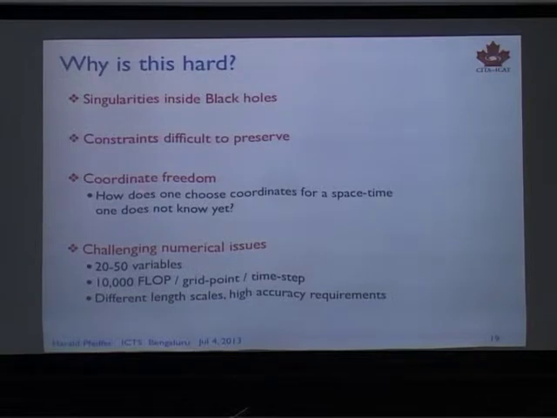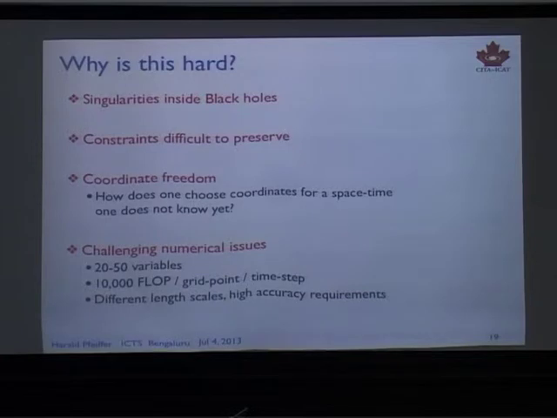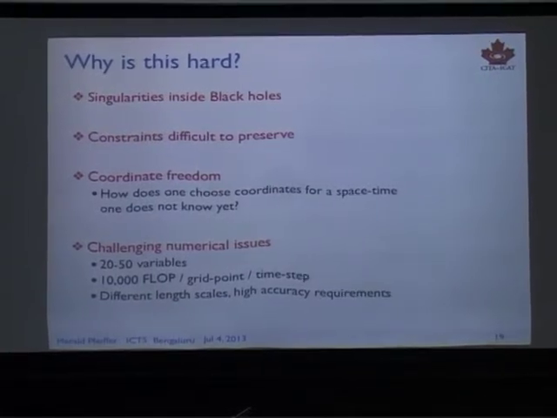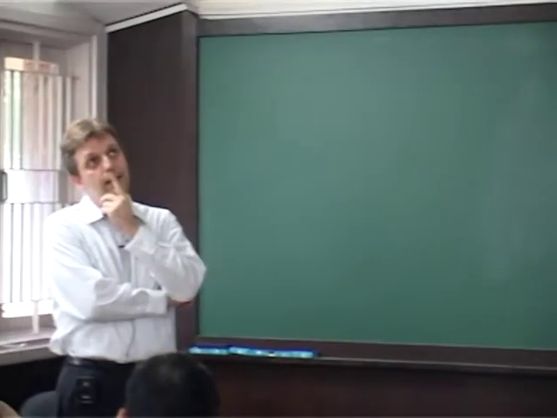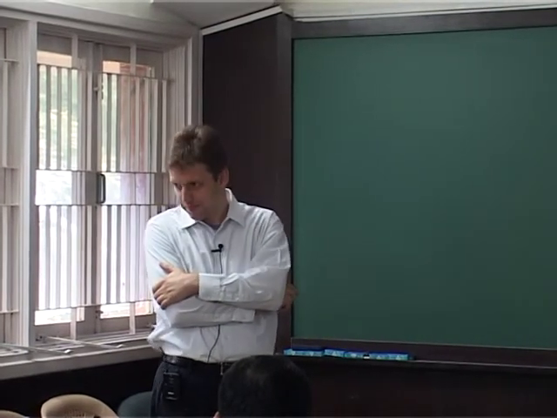And besides these more conceptual issues, the numerics also was quite challenging, depending on how one writes Einstein's equations, between 20 and 50 variables, of the order of 10,000 floating point operations per time step per grid point. There are different length scales, small black holes, long orbital periods, and even further away distances to wave extraction. And we have high accuracy requirements. Why are the constraints difficult to preserve? I don't know, because if you can answer that question, then it's no longer difficult.